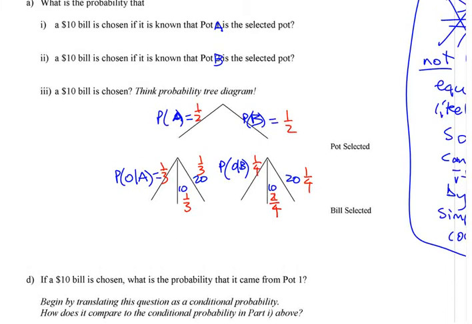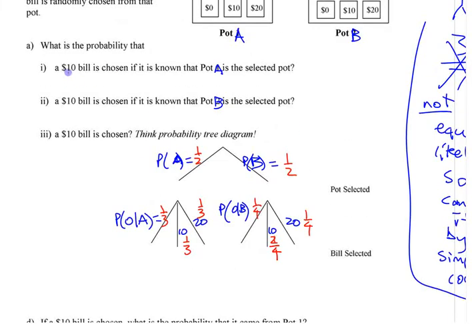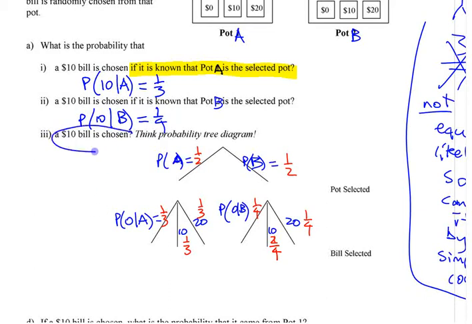Up above here, a $10, what is the probability that a $10 bill is selected if it is known that, so this is where this condition comes in. We wrote those out down there. Probability of a 10 if it is known that pot A is selected, given that A was selected. What's the chance of that? What did we say? 1 out of 3? What is the chance of a 10 given that B was the one that was selected? 1 out of 4. What is the chance that a $10 bill is chosen altogether?